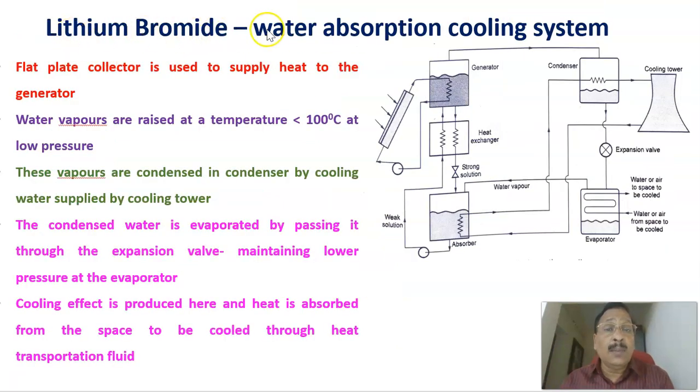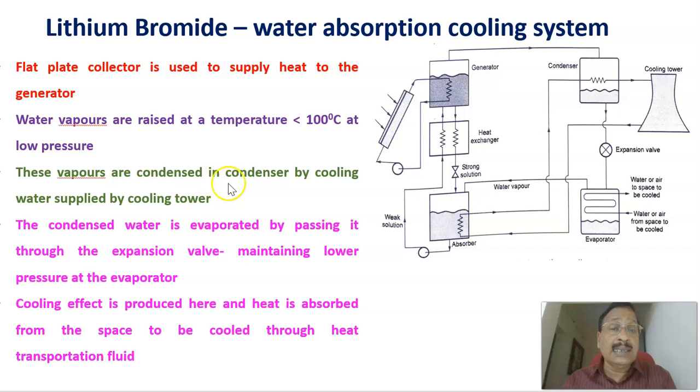Now continuing with the lithium bromide water absorption cooling system, the flat plate solar collector, as we have seen here, converts the solar radiation into heat, which is supplied to the generator. The working fluid moves here and transfers heat to the transmitting fluid, which is given to the generator. Then water vapors rise at a temperature of less than 100 degrees centigrade at low pressure.